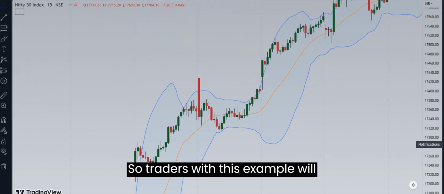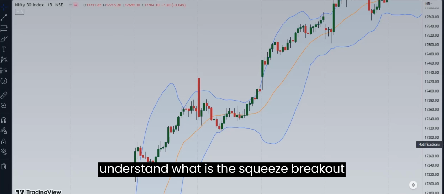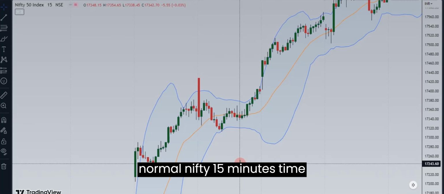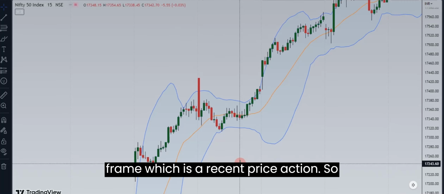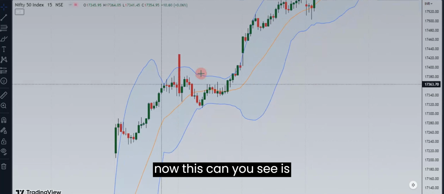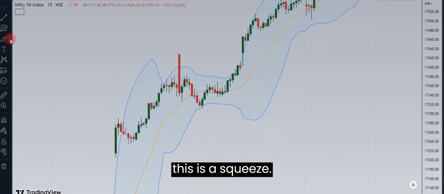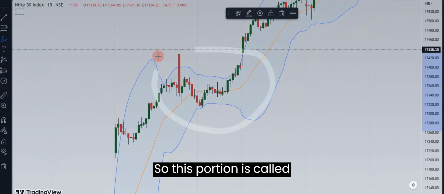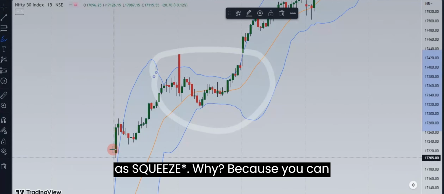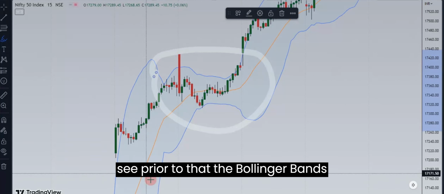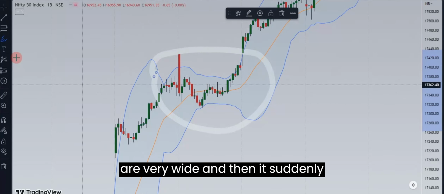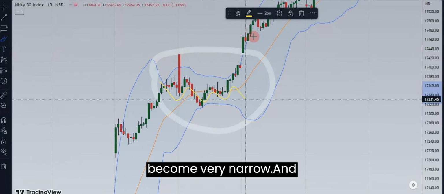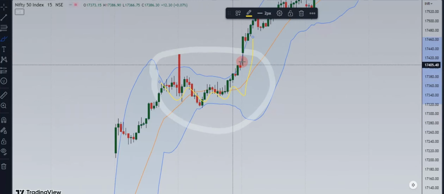So traders, with this example you will understand what the squeeze breakout strategy is. So see, this is a normal Nifty 15 minutes time frame, which is a recent price action. Now can you see, this is a squeeze. This portion is called a squeeze. Why? Because you can see prior to that the Bollinger Bands are very wide and then they suddenly become very narrow, and then it breaks out.